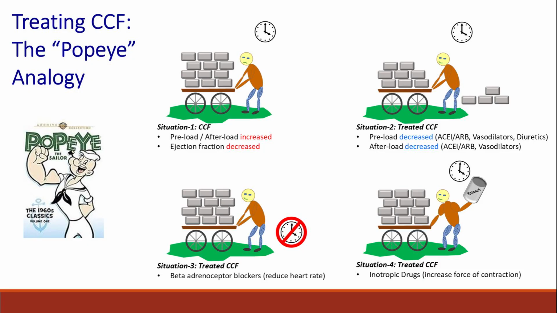Scenario 3 shows that Popeye is somehow able to carry out the original task if we remove the condition of time. This is similar to treatment of a CHF patient with beta blockers, which reduce heart rate, allowing better filling and efficiency. Scenario 4 shows that Popeye consumes his spinach tonic to increase power and performance within the same time frame. This is similar to using inotropic agents to support cardiac function in CHF.